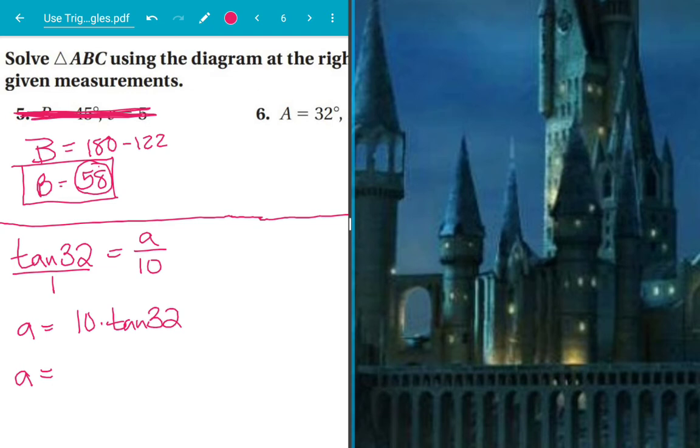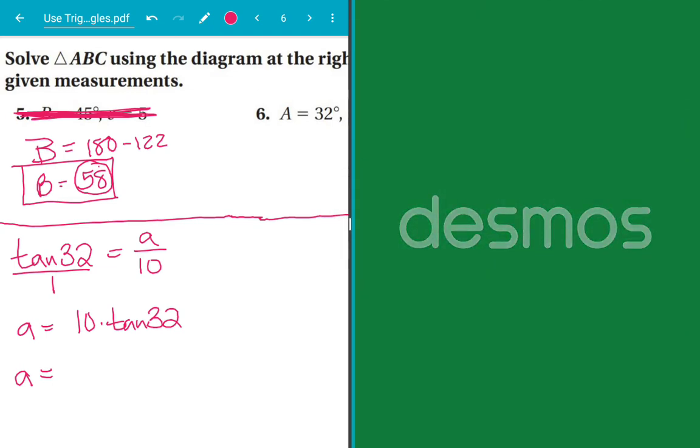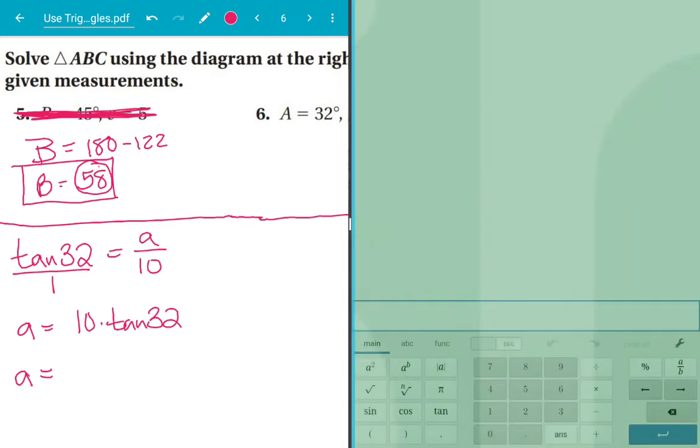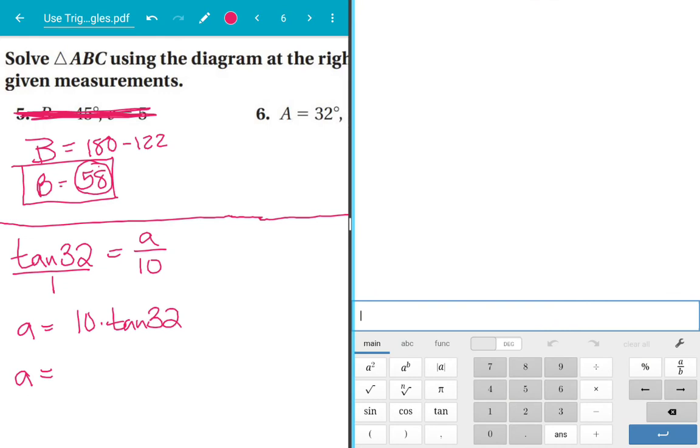Here we go. Here's a scientific calculator. Okay, so we need to figure out what 10 times tangent of 32 is. So let's do 10 times tangent of 32. Now notice my calculator here says degree. So you just want to make sure you are in degrees. So here I get A is about 6.24. Okay, so 6.24 is going to be the length for A.